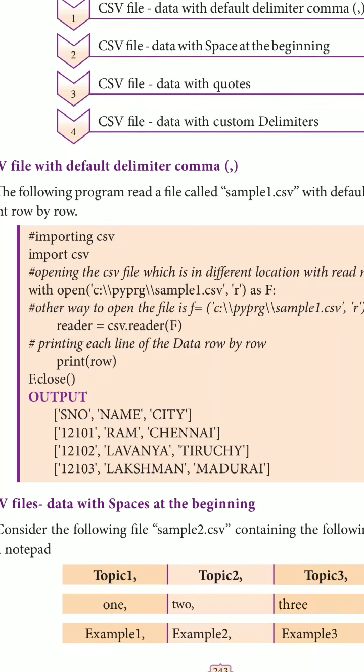So c:/py programming/sample1.csv as f. Okay, so the value for that f is the path, the full path. Now reader is equal to csv.reader(f). Now you can use a regular for loop to read all the rows in the reader. Okay, so after finishing all the rows you can see that f.close is used to close the file.